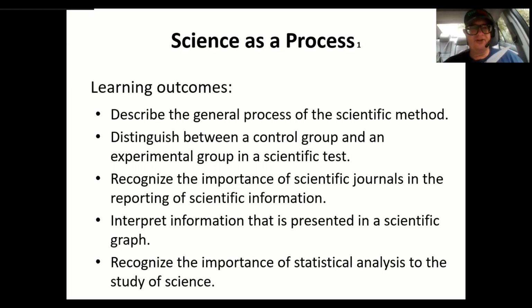So now we're going to talk about the scientific method. Talk about control groups and experimental groups. Talk about peer-reviewed journals. Talk about the type of information you have in graphs. The ability to read graphs is super important. A lot of the mistakes we have in understanding science come from people not reading graphs. Anyway, then we'll recognize statistics and statistical significance.